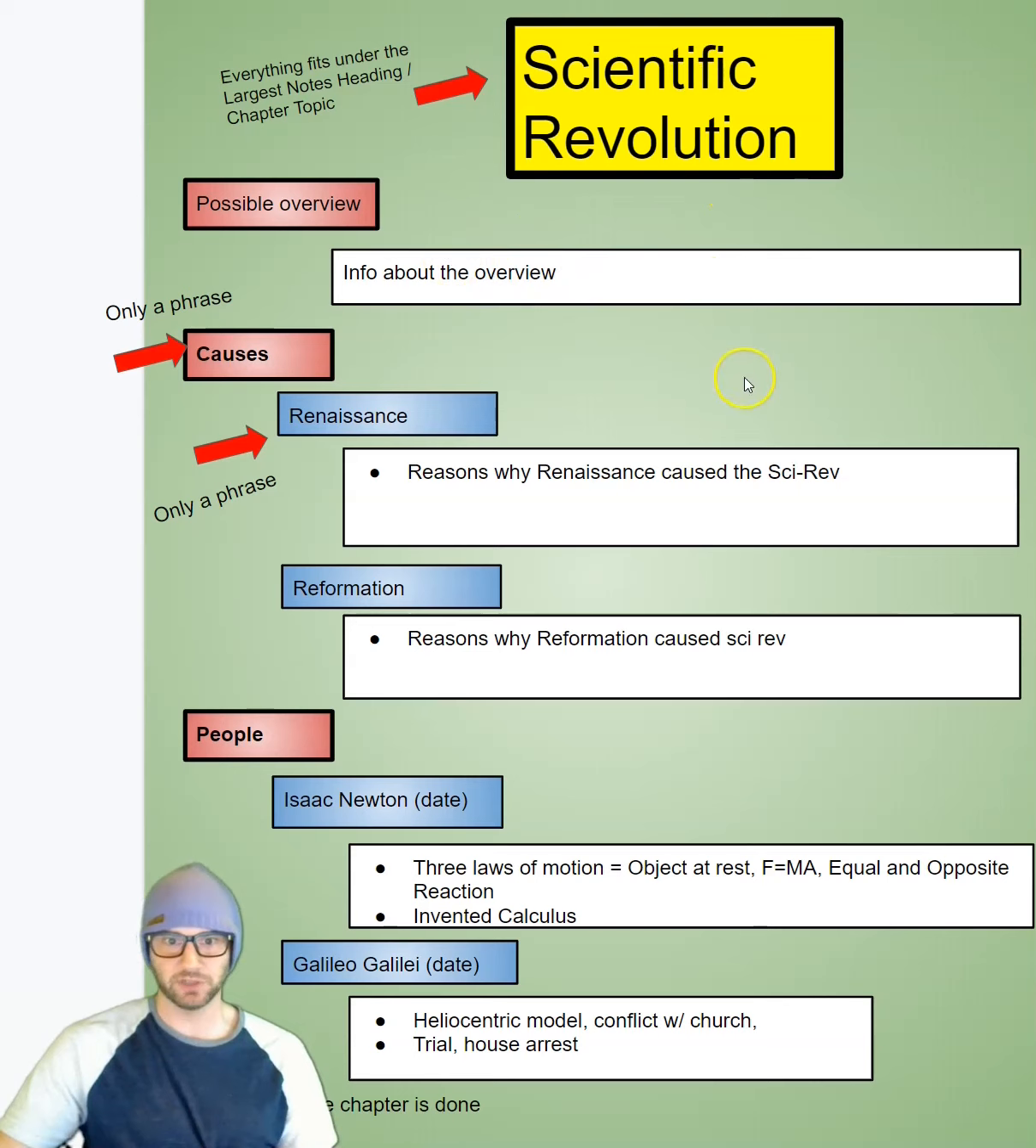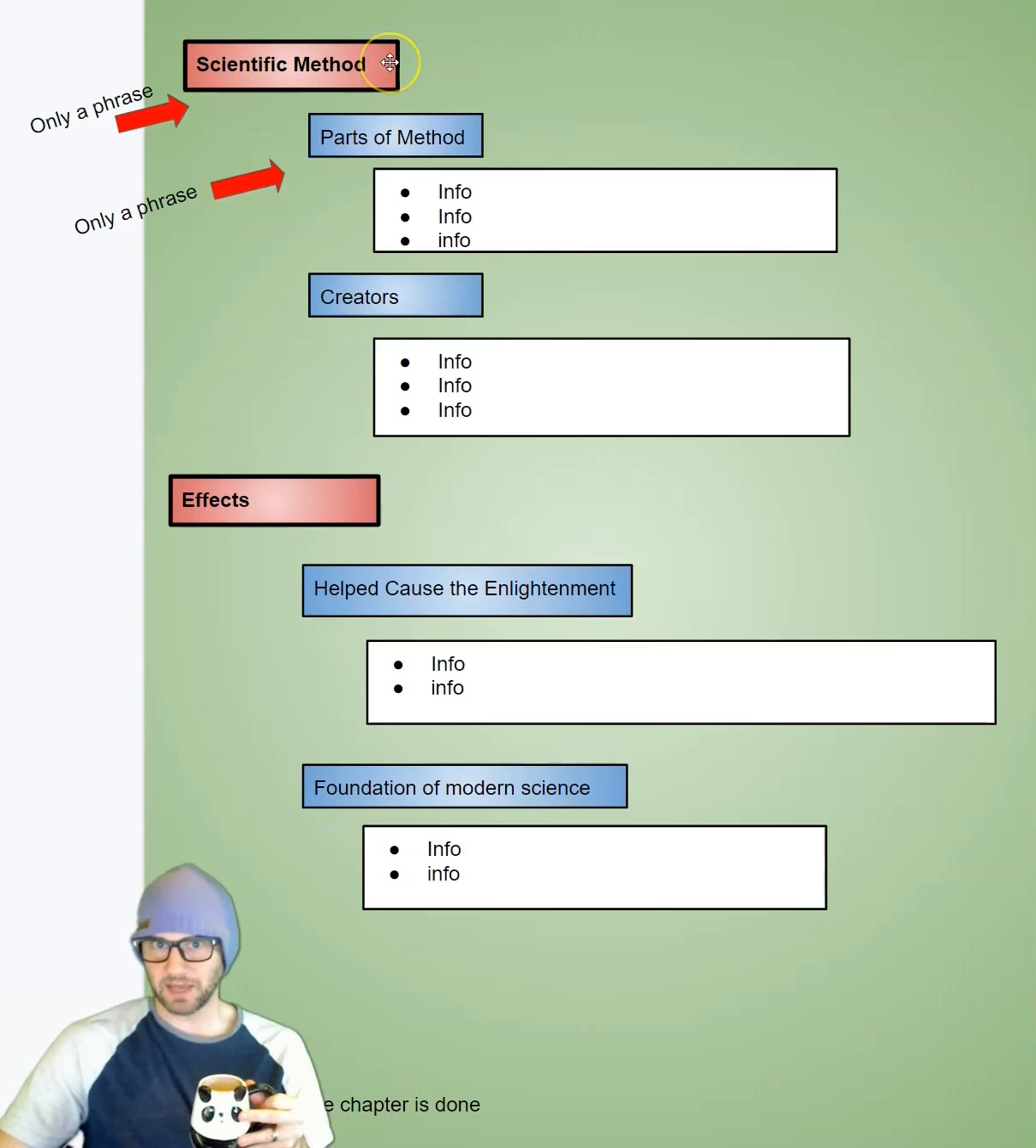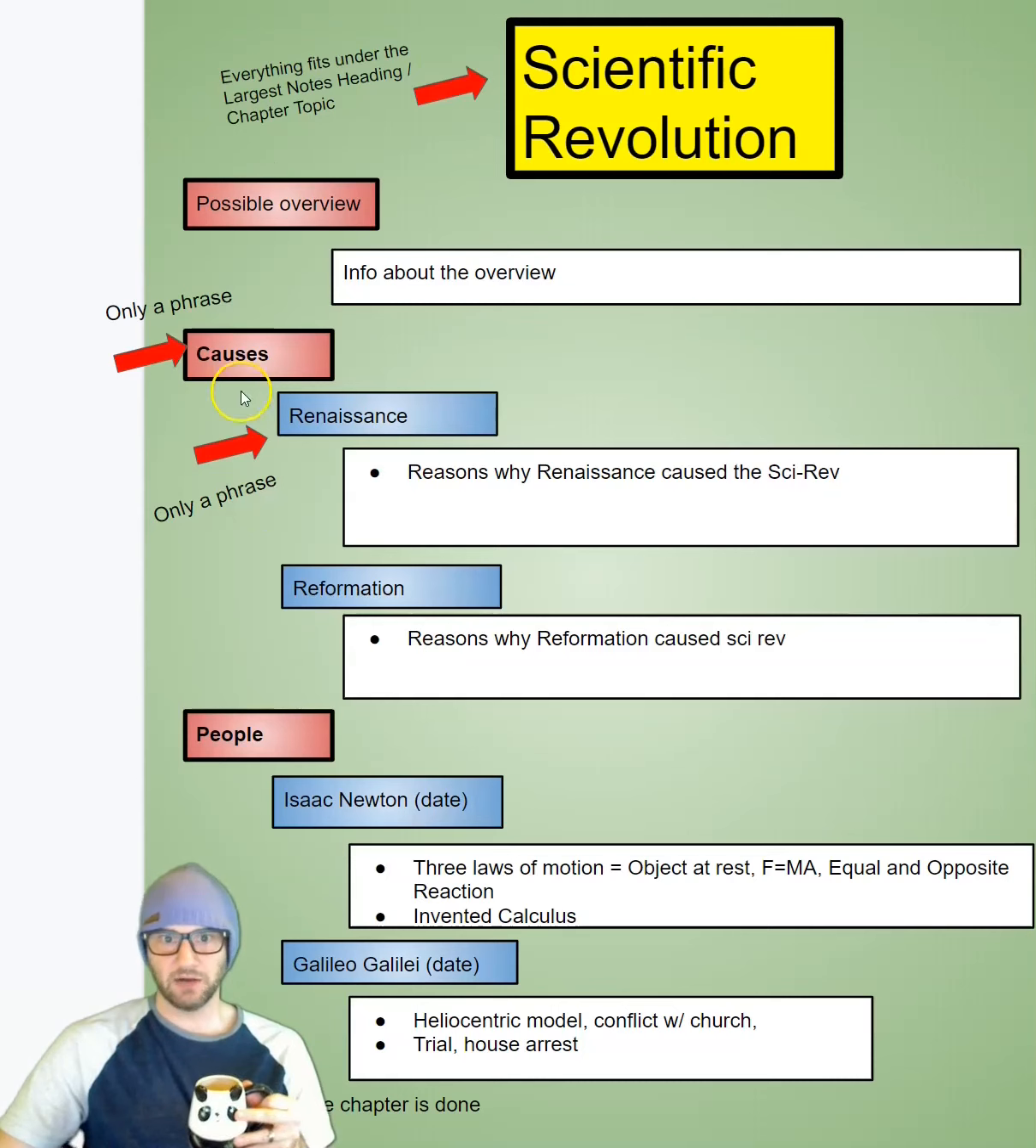to what's going on before you get into the topics of the scientific revolution. And then each major topic has a heading. And it's only a phrase. And if we were to do the scientific revolution, I divide that into different parts of the scientific revolution, such as causes is a heading, people of the scientific revolution is a heading, the scientific method is a heading, and the effects of the scientific revolution. Now notice when I divide it, these are only phrases, causes, people, effects.